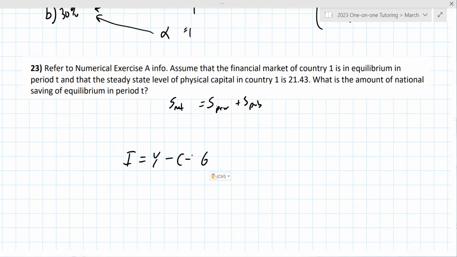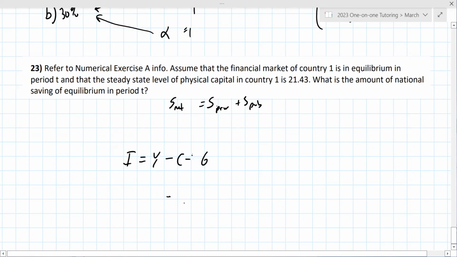I don't know. I'll probably have to go through the videos on this. It says the capital share is 0.3, but I thought that was alpha. What was the amount of national savings? Yeah, not sure here.